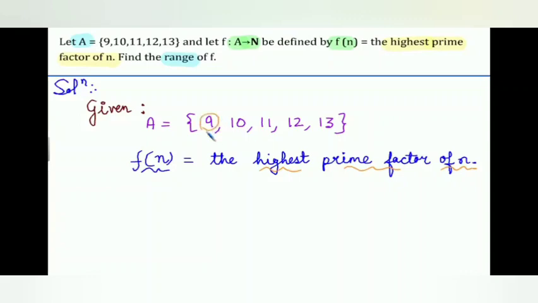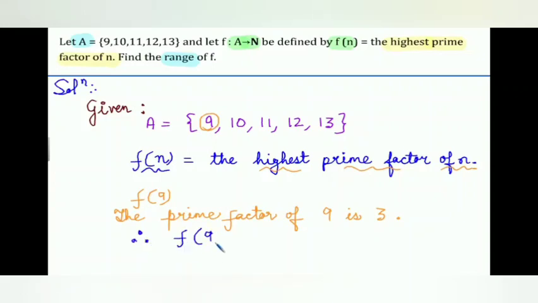So now put 9. So now what is the highest prime factor of 9? Now the factor of 9 is 3 into 3. So the highest prime factor of 9 is 3. So f of 9 is equal to 3.